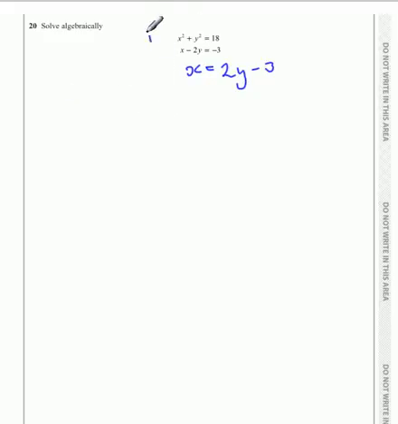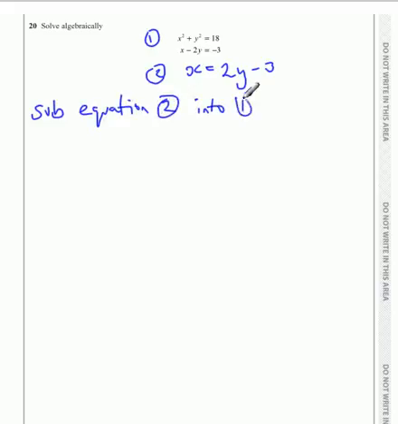If we label that one 1 and this bottom one 2, we can sub equation 2 into 1. That means wherever we've got an x here, we're going to replace it with 2y minus 3. So we get (2y minus 3) all squared plus the y squared from the equation equals 18. Now we've got an equation in terms of just y, so we need to expand this out and see if we can work out what y is.